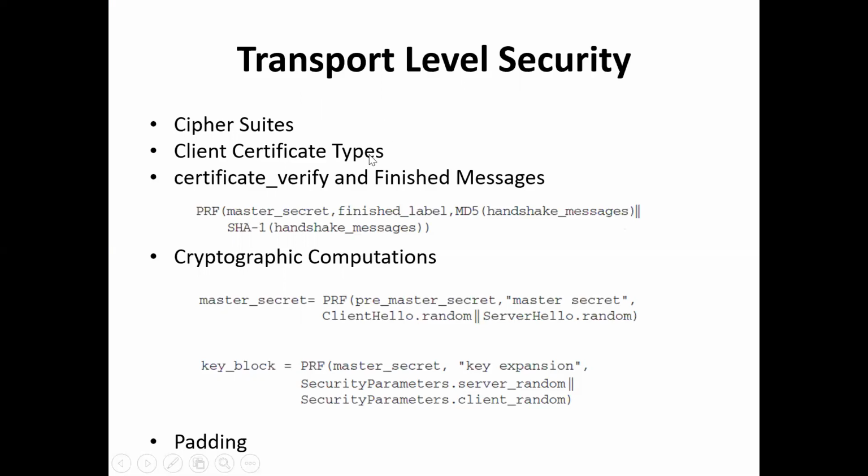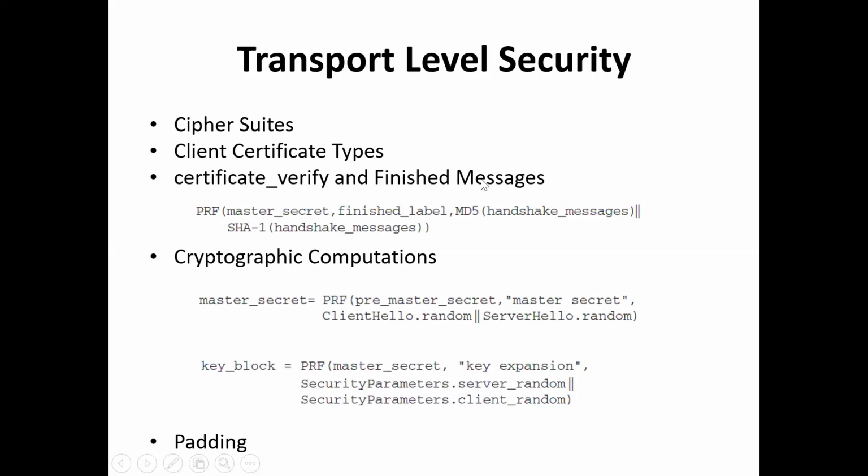Then client certificate types. TLS defines the certificate types: RSA sign, that is, the signature using RSA, DSS, RSA fixed DH, DSS fixed DH. Same thing, whatever algorithms are supported at SSL are supported here also. Certificate verify: here TLS is going to use MD5 and SHA1 hashes over the handshaking messages for verification of the certificate. That is with respect to TLS.